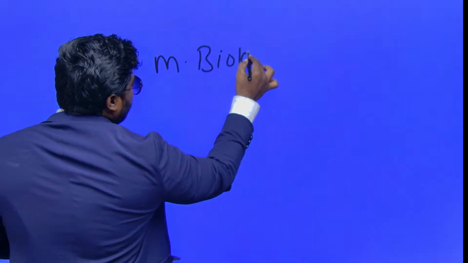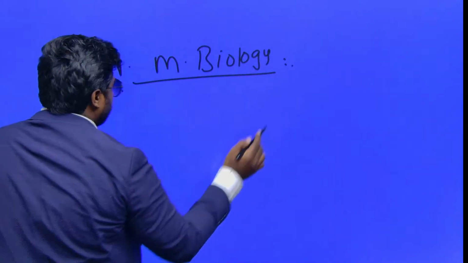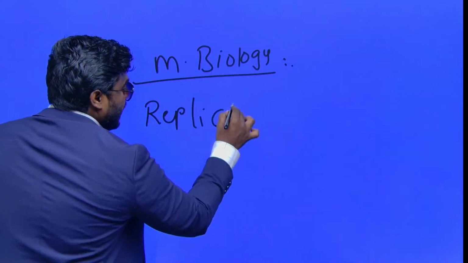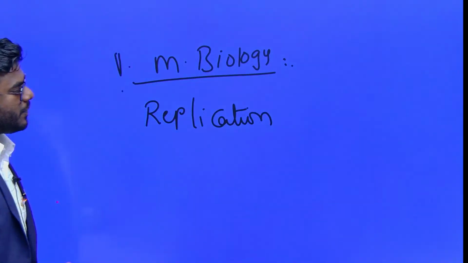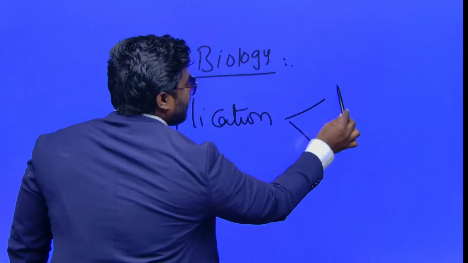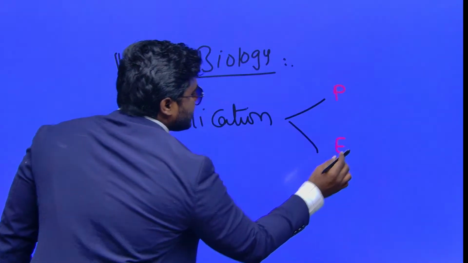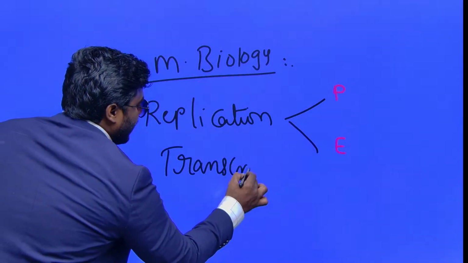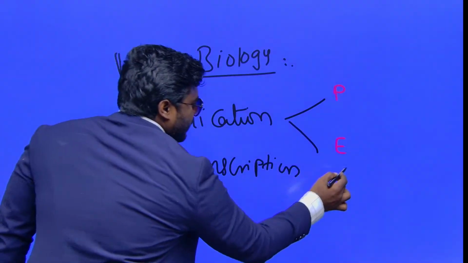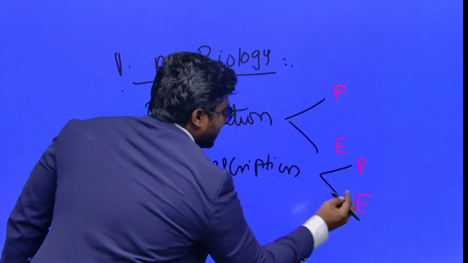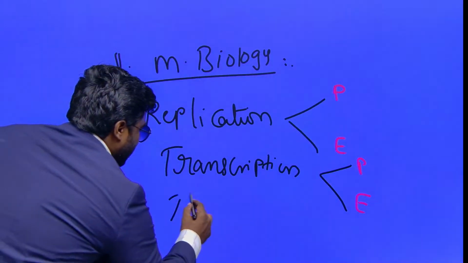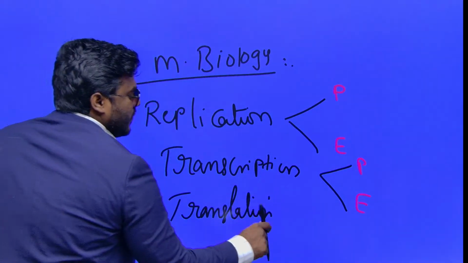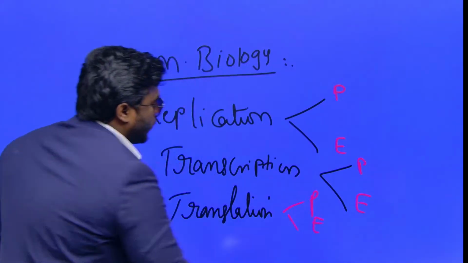In this unit, according to our syllabus, first we have to start with an important process, that is the process of replication. And whenever we read replication, we have to read it in prokaryotes as well as eukaryotes. Then after replication comes the synthesis of mRNA, that is transcription, again both in prokaryotes as well as eukaryotic organisms. And the last one, which we call the process of translation, again in both prokaryotes as well as eukaryotes.